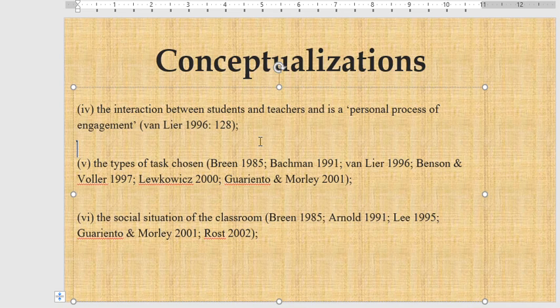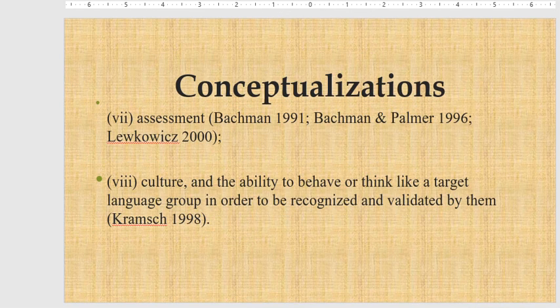And finally, the social situation of the classroom. This one refers to the social situation of the classroom. If the social situation of the classroom is natural, similar to a real life situation, then we can say that authentic interactional activities are happening in the classroom. But putting these ideas together, we come to the next definition. Okay, no, there are two more definitions.